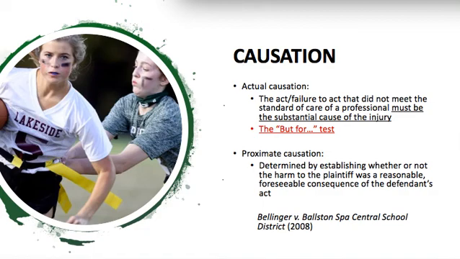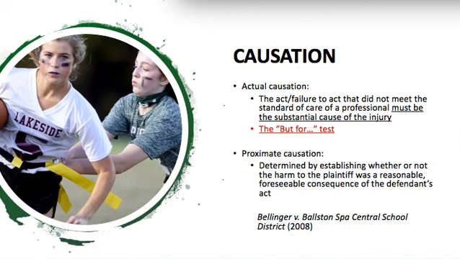I know that can be a little bit confusing, so I'm going to tell you about an example case, and hopefully that will help you apply this a little bit. So this Bellinger versus Ballston Spa Central School District from 2008 is a great example of a case where all the other elements of negligence were present, but this causation element was not. So, give you a little bit of background here.